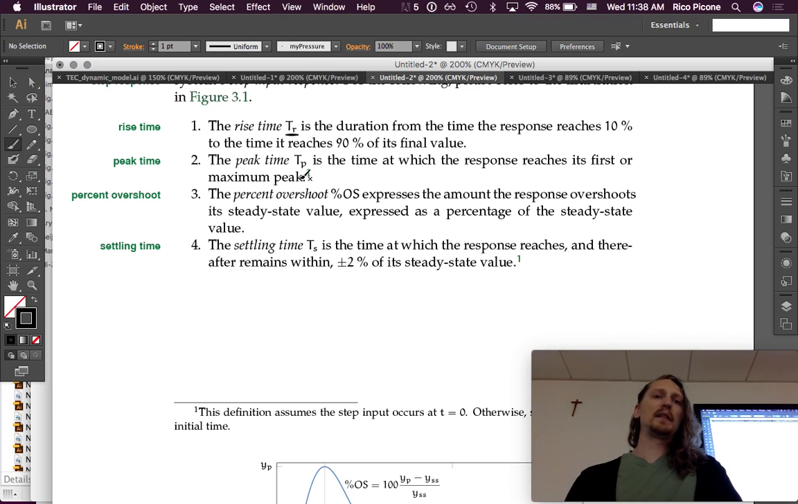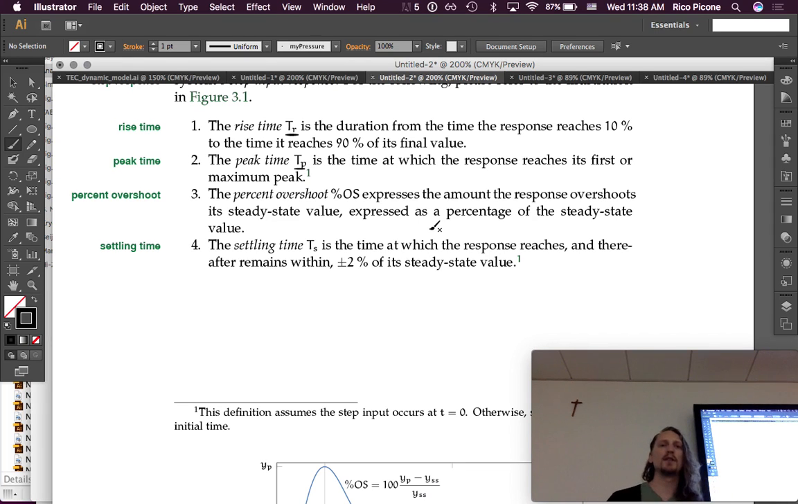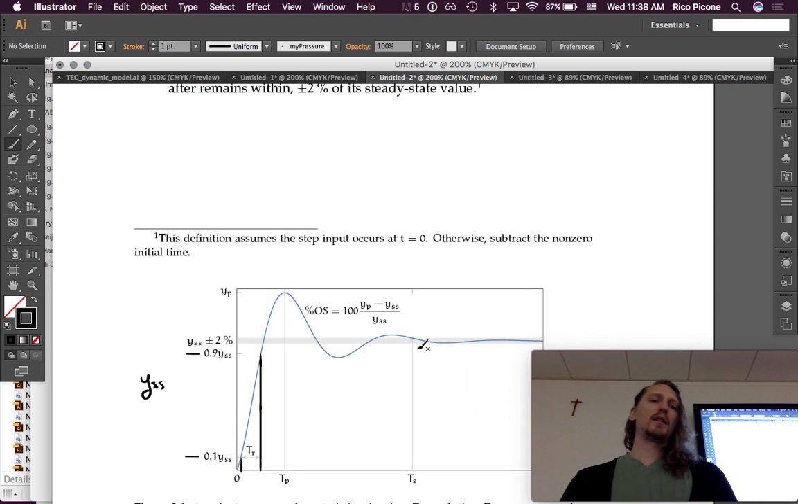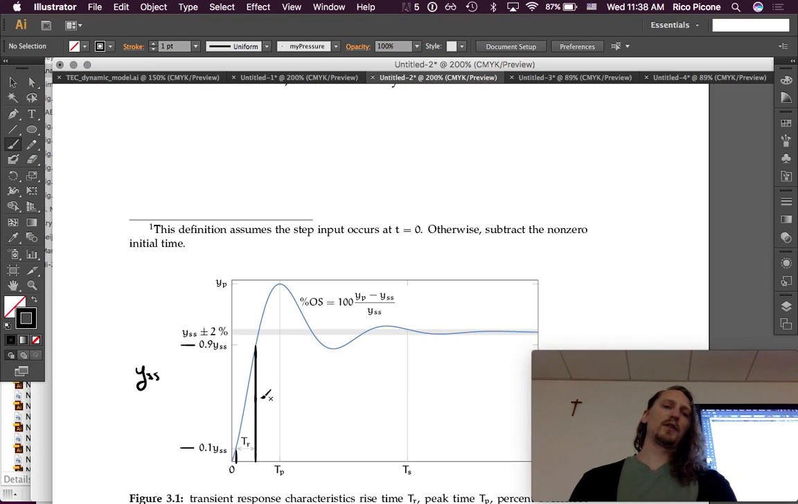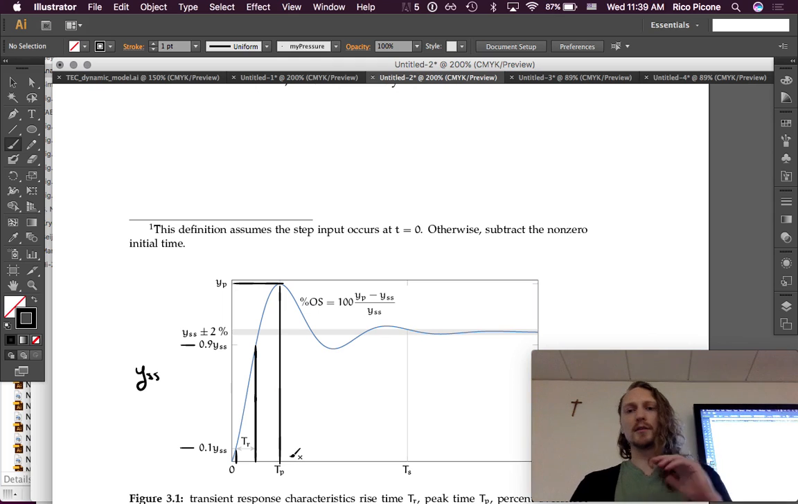The peak time, TP, is the time at which the response reaches its first or maximum peak. So in this situation, this is the peak value, I called it YP. The time at which it reaches that is TP. And this is assuming that the time when this step response started is at zero. If you don't have zero here, if your initial time is like 5 seconds, you have to consider this to be an interval from 5 to TP. But usually we think of the initial time as being zero, so we don't worry about that.